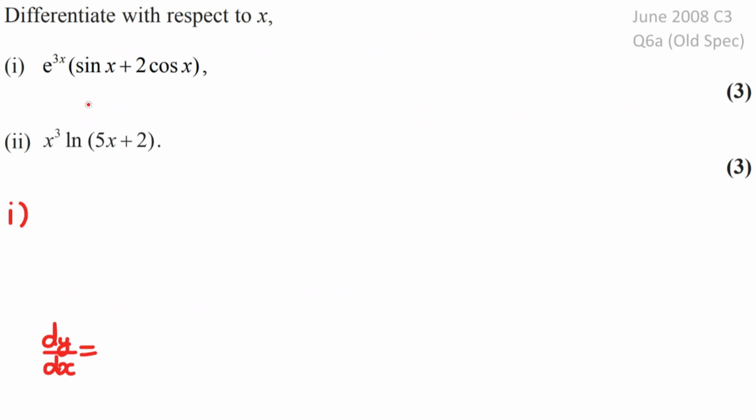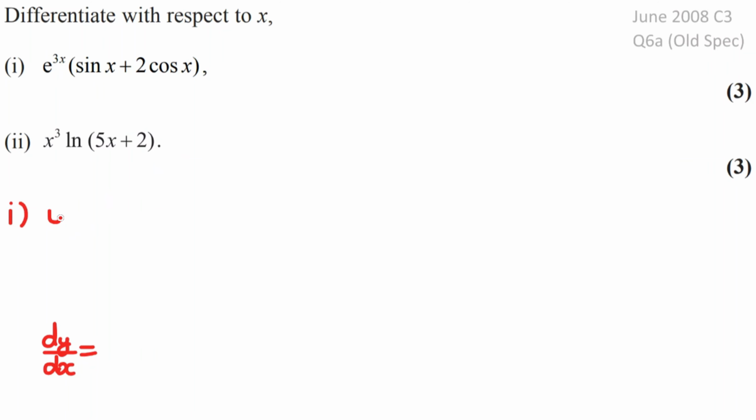So for the rest of this video, I'm just going to go through some past paper questions on the product rule. So here's an example of this. For part A, we need to differentiate e to the power of 3x multiplied by sin x plus 2 cos of x. So we're going to use the product rule here because it's e to the power of 3x multiplied by this bracket here.